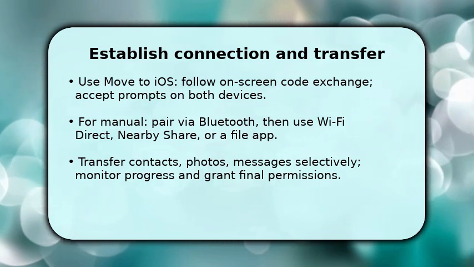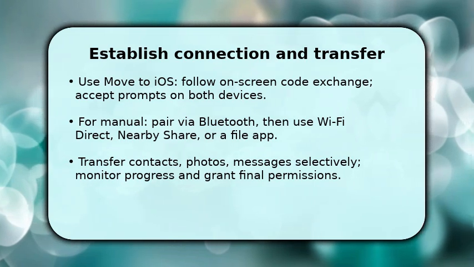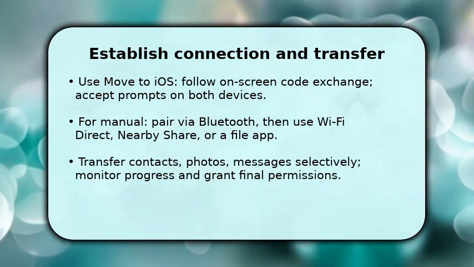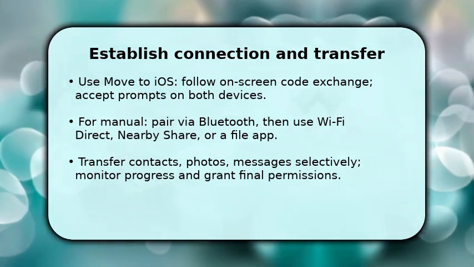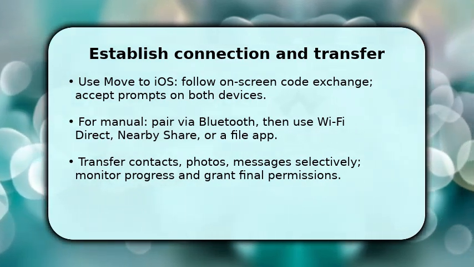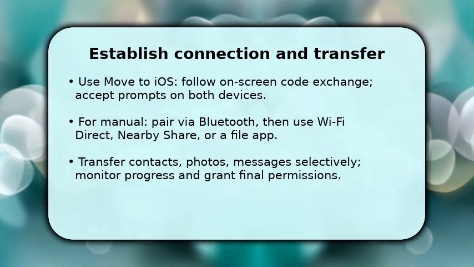For manual sharing, pair the phones over Bluetooth, then switch to Wi-Fi Direct or nearby share-compatible apps on Android to push photos or files, accept incoming on iPhone and allow the app to save. Throughout, watch progress bars and confirm permissions to ensure each data type moves correctly.